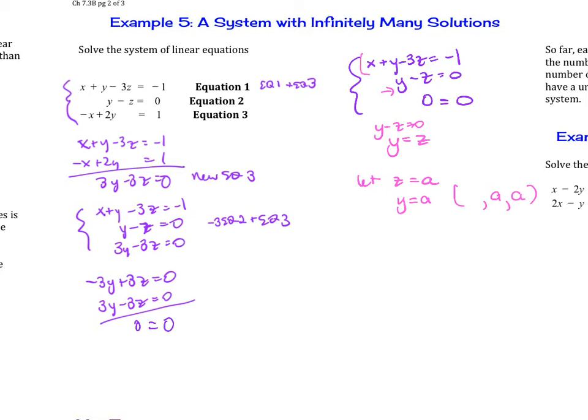Let's use the first equation. We have x plus y is a minus 3 times a equals -1. So we solve for x now to get that x value. We have x minus 2a equals -1, or x equals 2a minus 1. Okay, so that is our ordered triplet. Let me rewrite it down here. It is 2a minus 1, a, and a.